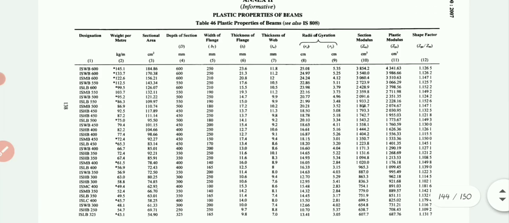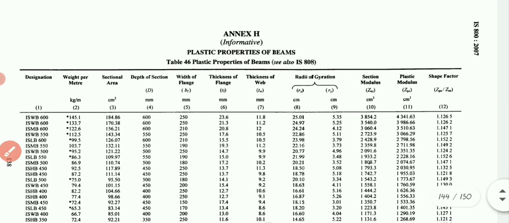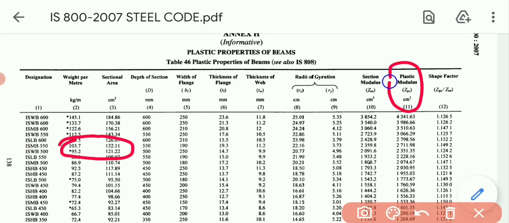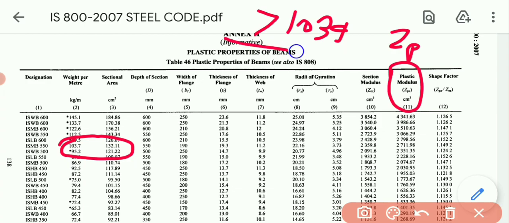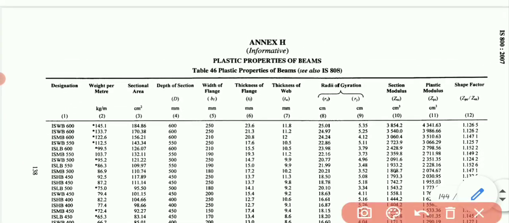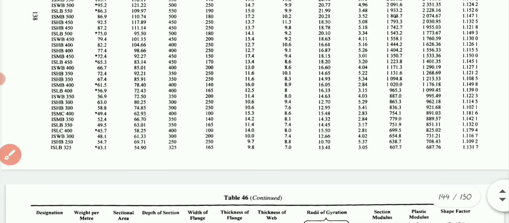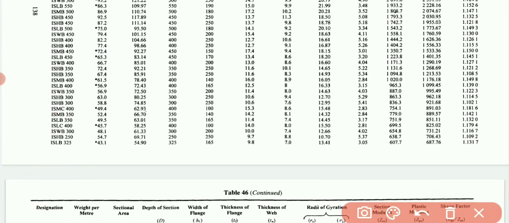Our ZP, see over here in the table, ZP is this one, the plastic section modulus. This is the value of ZP. Our ZP is 1039 point something, so we need to select a section whose ZP is greater than 1039. In this list you will also find some of the channel sections, like ISMC, over here.